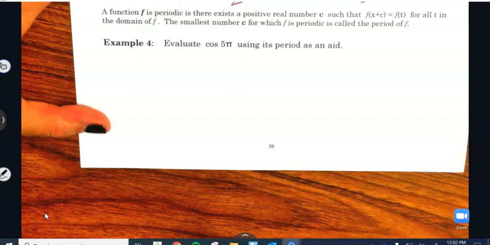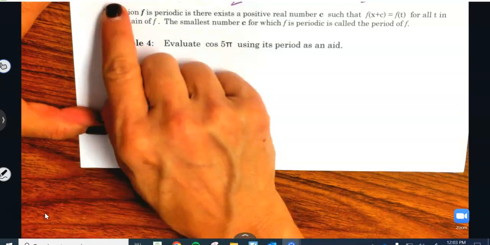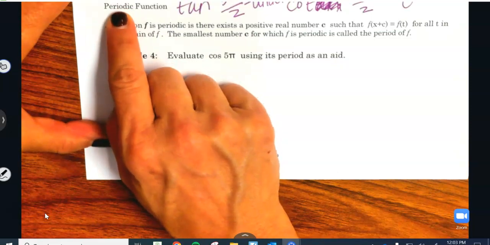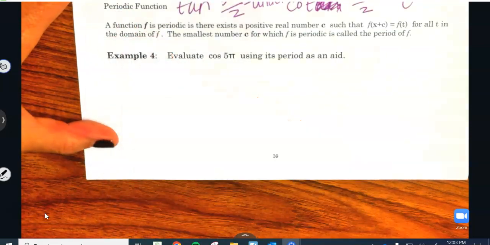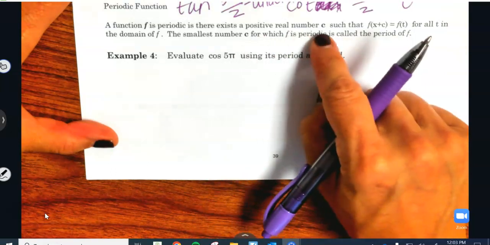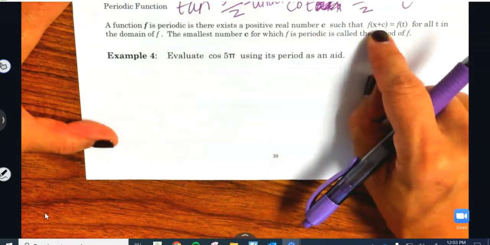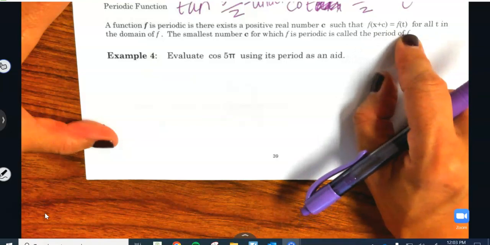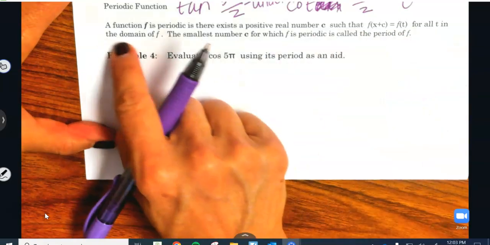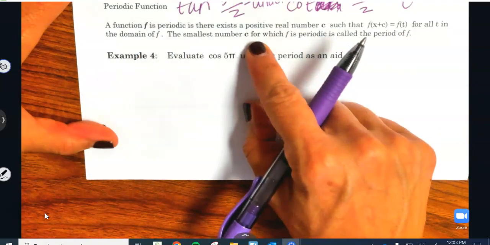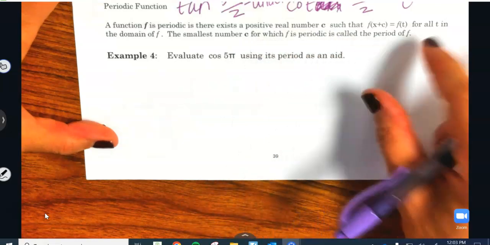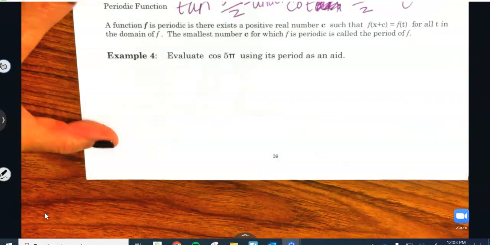So in pre-cal, a lot of things just repeat over and over again for infinity in the positive and the negative direction. Anything that repeats forever is called periodic. A function f is periodic if there exists a positive real number c such that f of t plus c equals f of t for all t in the domain of f. The smallest number c for which f is periodic is called the period of f. Lots of words, let's just break it all down.